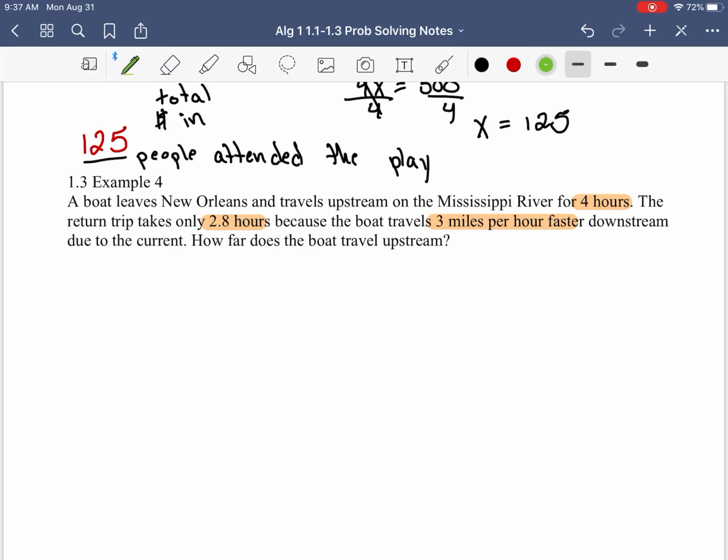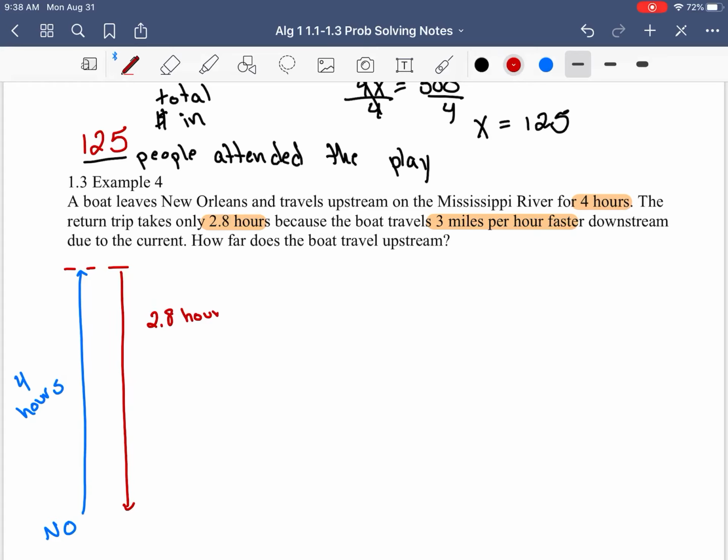So I'm going to draw a picture. Let's make it blue for water. We traveled upstream, so let's say this is New Orleans down here. We're traveling upstream for 4 hours. So on our way up, it's 4 hours. The return trip, now we're going to turn around and go back down. That only takes 2.5 hours because the boat travels 3 miles per hour faster.